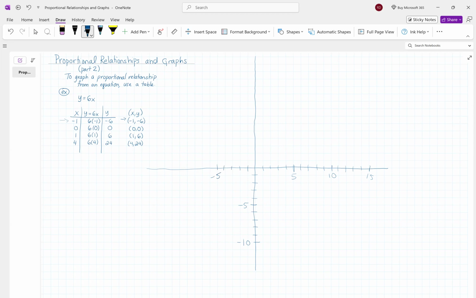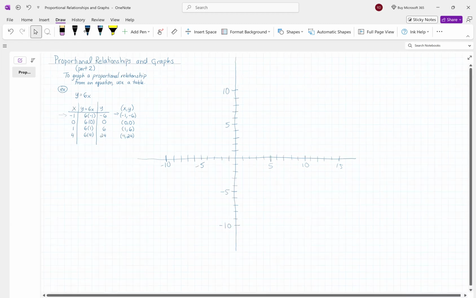You always want to make sure you are starting at the middle and counting outwards from the middle. So you don't want to just count from the top all the way down. And remember, when you are going to the right, that's positive. And when you're going up, that's positive. And when you are going to the left, that's negative. And when you're going down, that's negative.